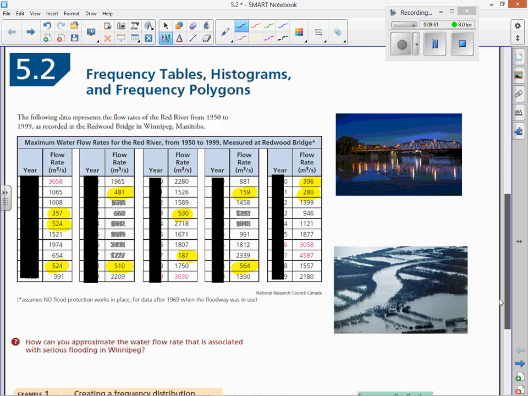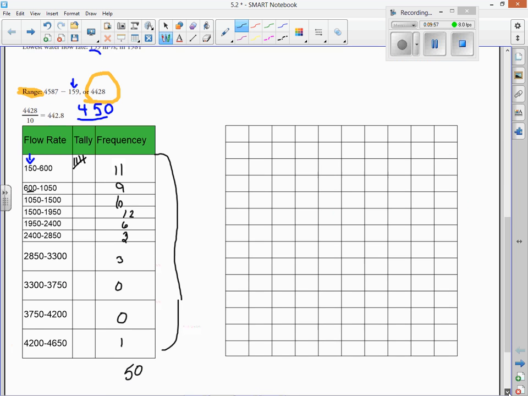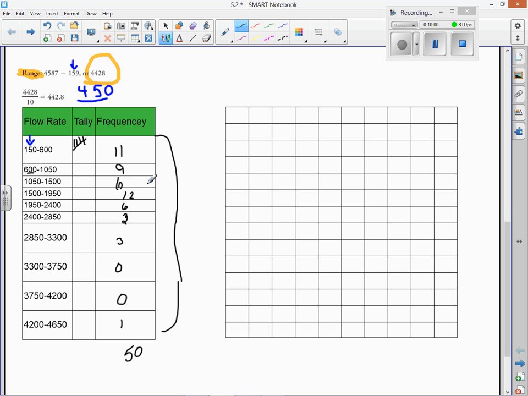And if we look at the data that we have here now, let's bring that down. We can quickly see some information here now, and our most common flow rates are between 1500 and 1950. Least common will be at 4200 to 4650. These don't occur at all. Next common is flow rate between 150 and 600. So you get an idea now of what's likely to happen or easy to occur.